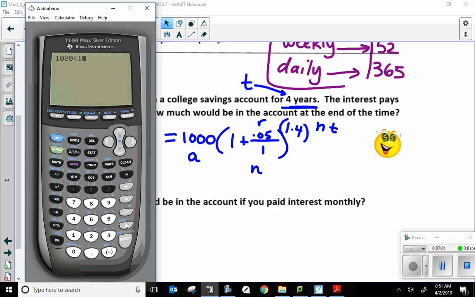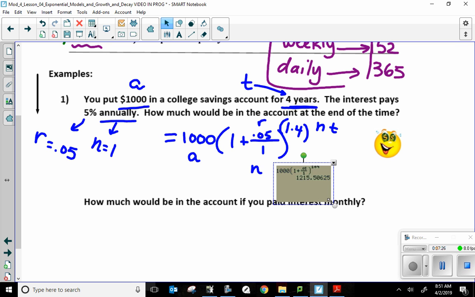Parenthesis, I get 1 plus. I tell you, I love alpha y equals. And I hit enter. I love having that fraction. My rate is 0.05 over my N, which is 1, raised to an exponent of 1 times 4. If I do that right, I will see.